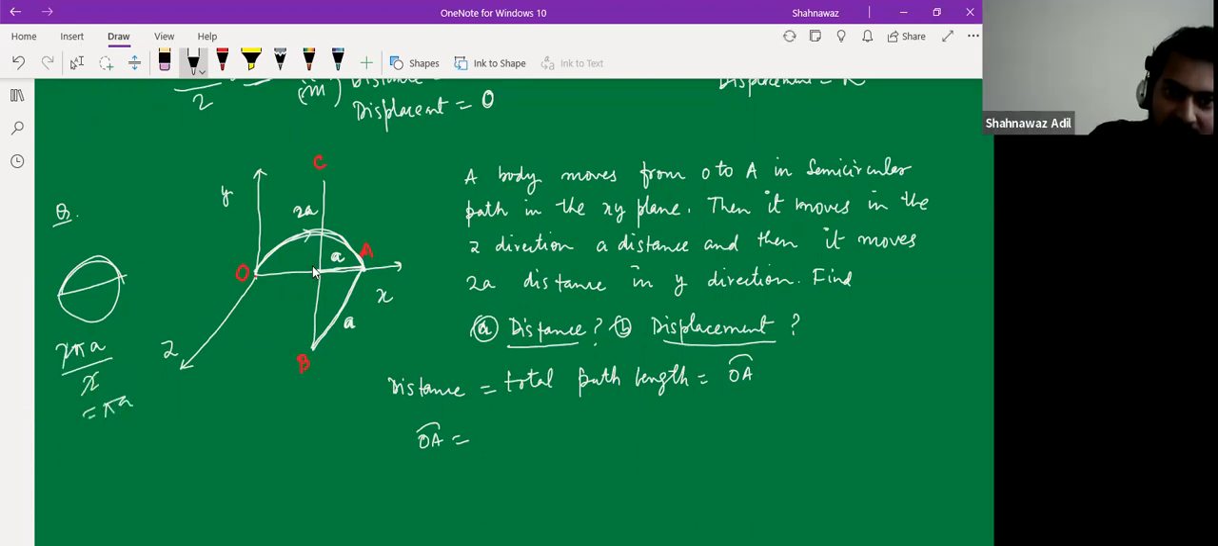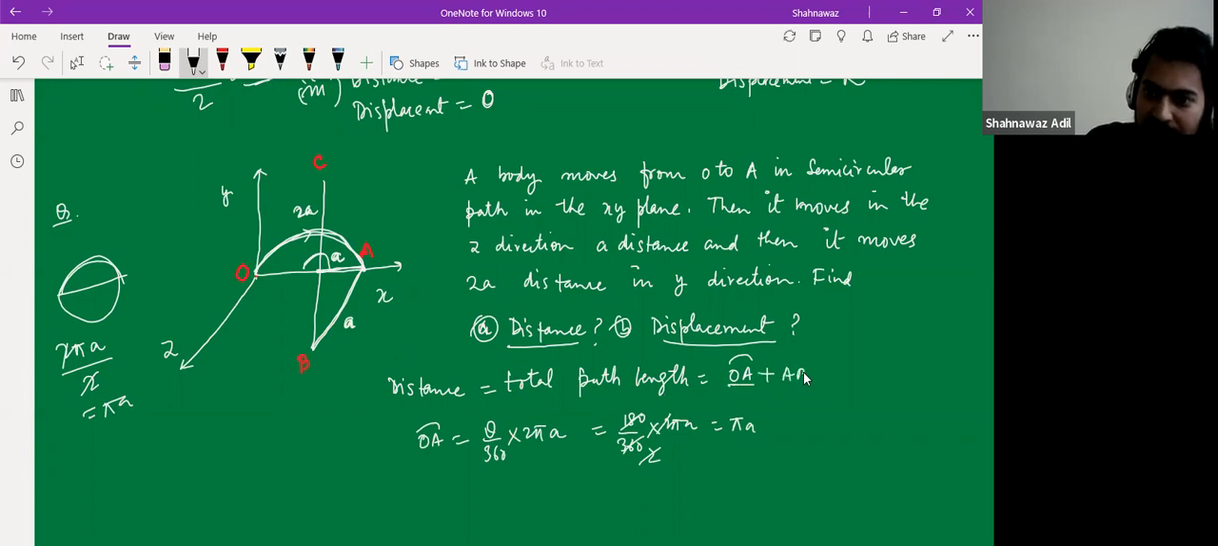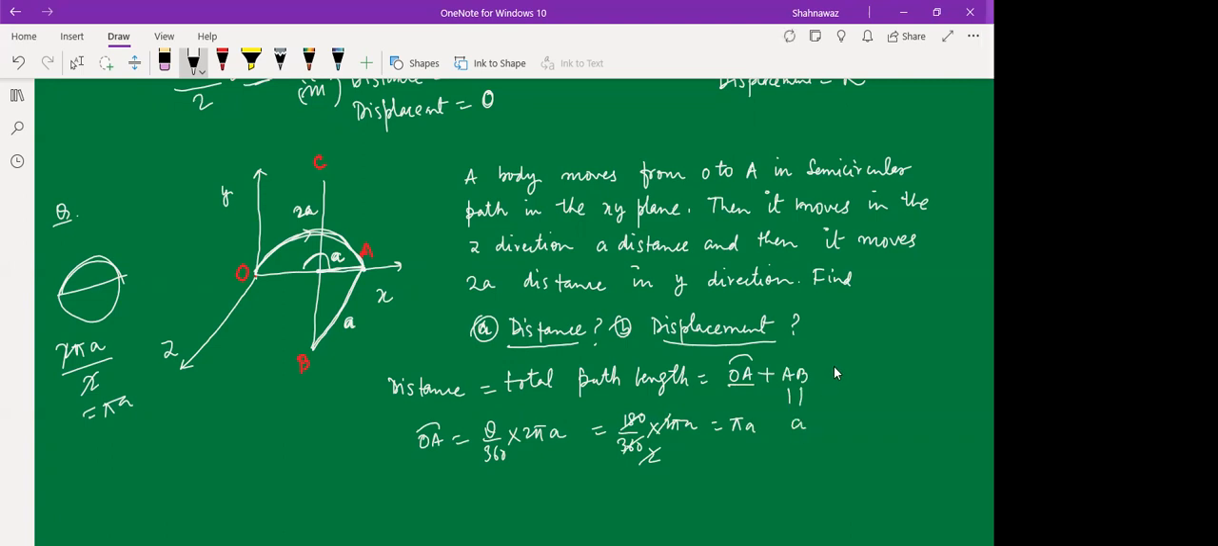Or you can also calculate the arc length with the angle. Theta is 180 degrees and your radius is A. So you can calculate with theta by 360 into 2 pi A, which is pi A. So OA is pi A and AB is A, right?